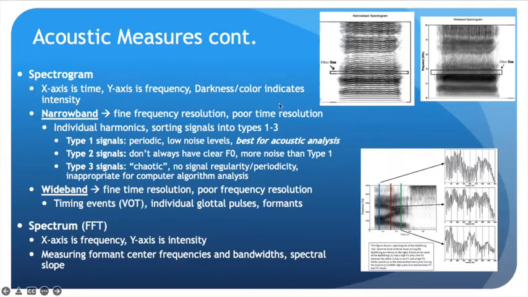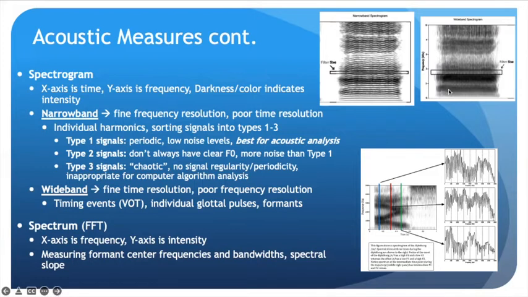So there are two basic types, the narrow band and the wide band. Narrow band has fine frequency resolution, but poor time resolution. So it can view individual harmonics, but in terms of timing aspects like onset, it's not very good at measuring timing. The wide band, on the other hand, has really fine time resolution, but poor frequency resolution. So it's good at measuring timing events like onset, maybe voice onset time, but it has poor frequency resolution. So you can't see individual harmonics.